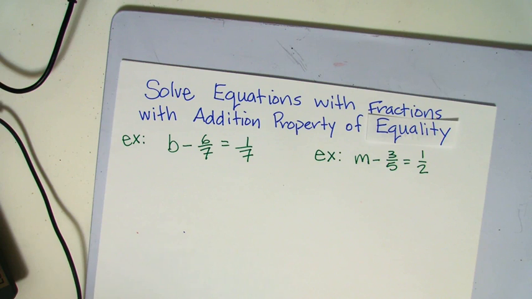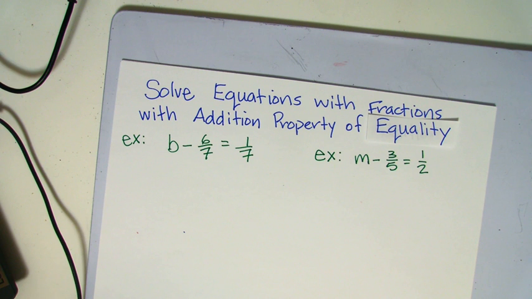Let's continue solving equations with fractions, in this case using the addition property of equality. Here we have two examples. The first is b minus 6/7 equals 1/7, and we want to solve for b.